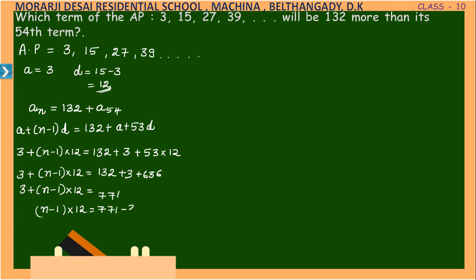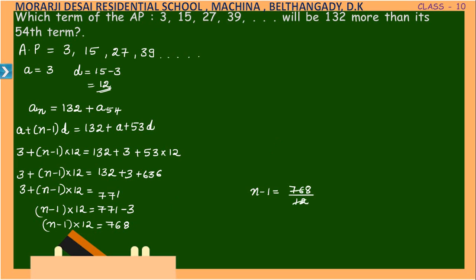771 minus 3, that is n minus 1 into 12 is equal to 768. So n minus 1 is equal to 768 by 12.